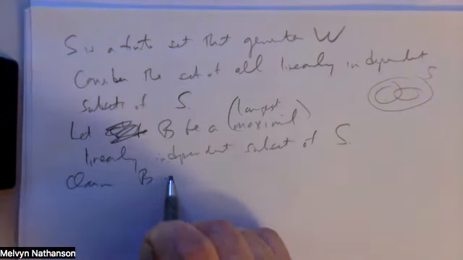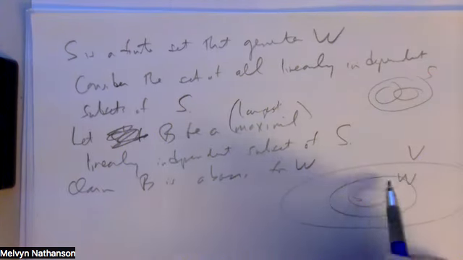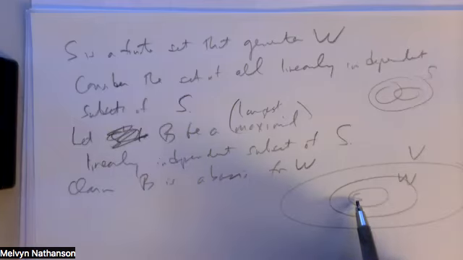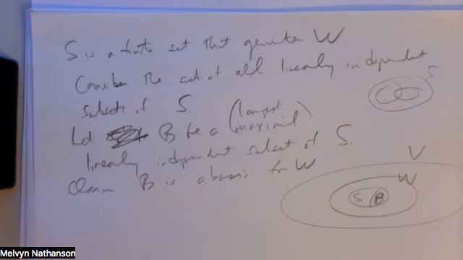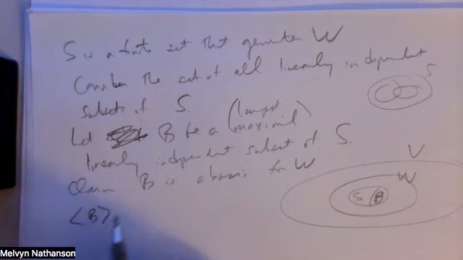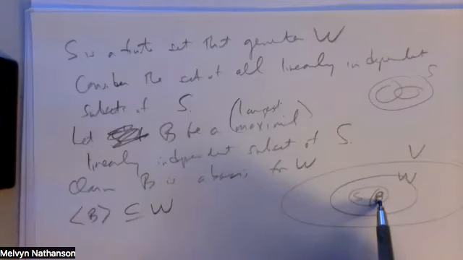I claim B is a basis for W. So here's our picture. Here's V. Here's S. And here's W, the subspace generated by S. And sitting inside of S is a smaller set, which is the largest linearly independent subset of S. So the subspace generated by B is contained in W, because everything in B is a subset of S, so every linear combination of elements in B is a linear combination of elements in S, and so it's contained in W.